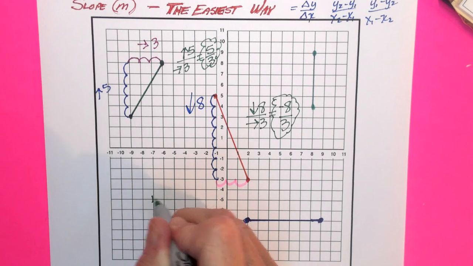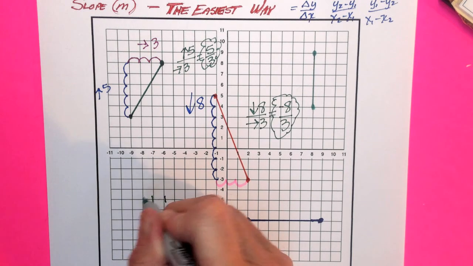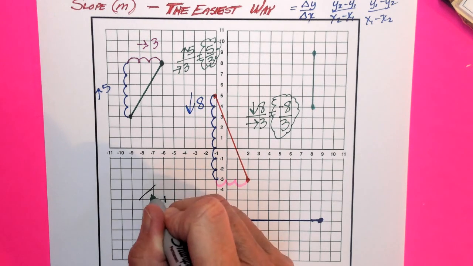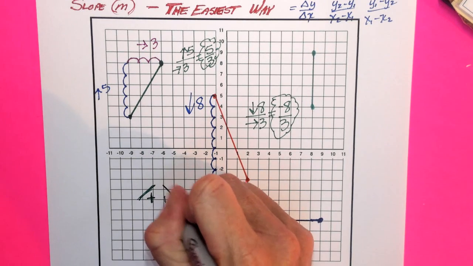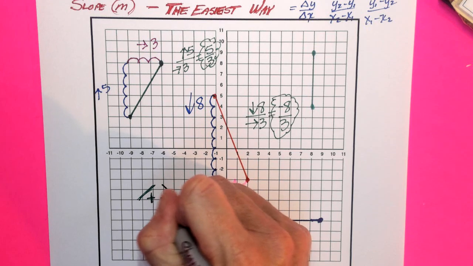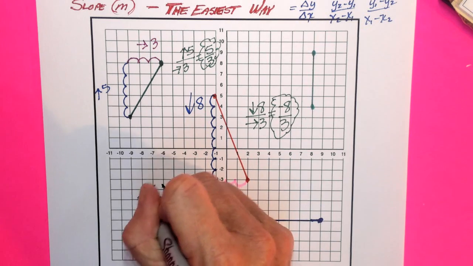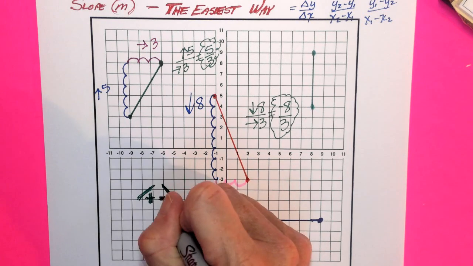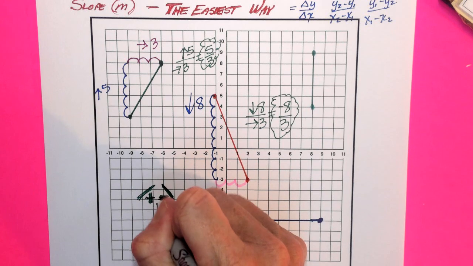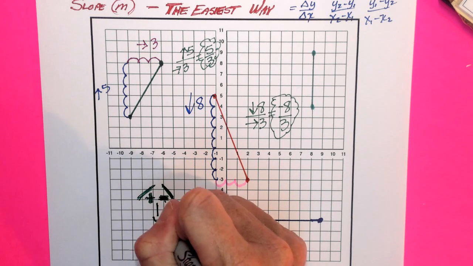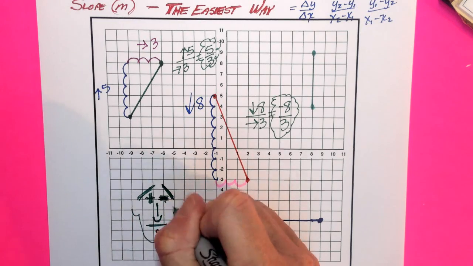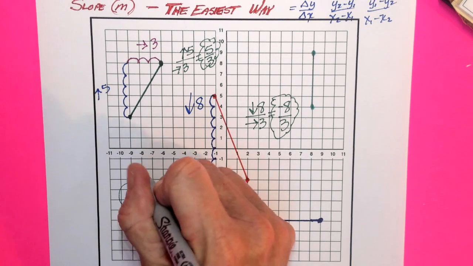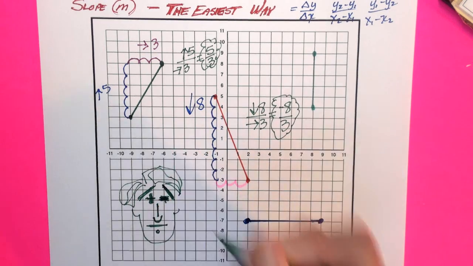If you've watched the slope face video, then you're going to remember every positive line starts low and goes high. Every negative line starts high and goes low. Every vertical line has an undefined slope. Every horizontal line has a zero slope. And you remember that from my good friend, slope face.